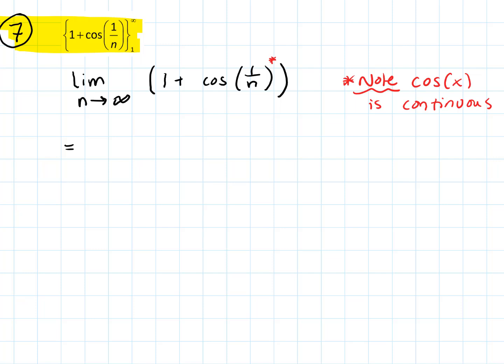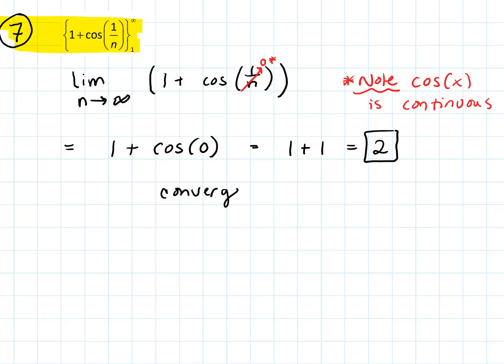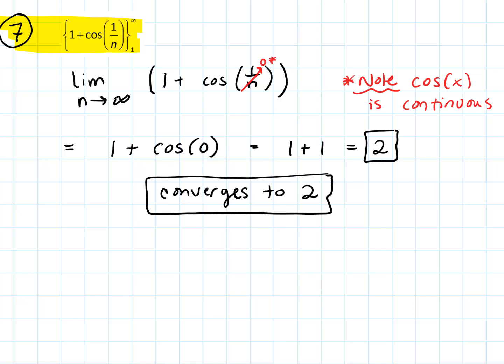We come in here and say, well, the limit of a constant is a constant, so that'll be 1. The limit of the cosine of 1 over n, well, 1 over n, as n approaches infinity, is approaching 0. So this becomes 1 plus the cosine of 0. And the cosine of 0, of course, is 1. So 1 plus 1, this ends up having a limit of 2, which means as we head to infinity, these terms converge. They are approaching that finite value. This converges to 2.